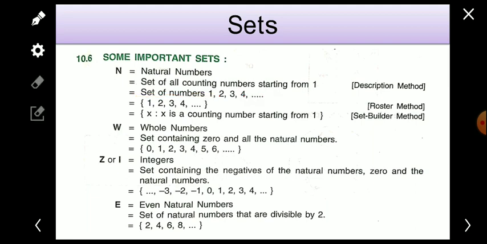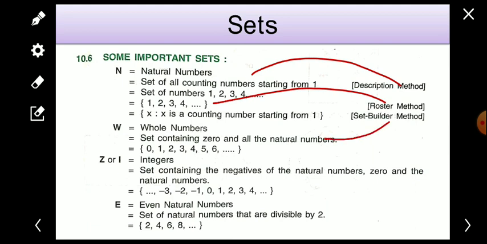The dots represent that it will keep going on. Now in the roster form, N is equal to the set of 1, 2, 3, 4 and dots. Since there are infinite natural numbers, we add a few elements and then put the dots, which represent that it goes to infinity. Now the third method, the set builder method, can be written like this: N is the set of x such that x is a counting number starting from 1.